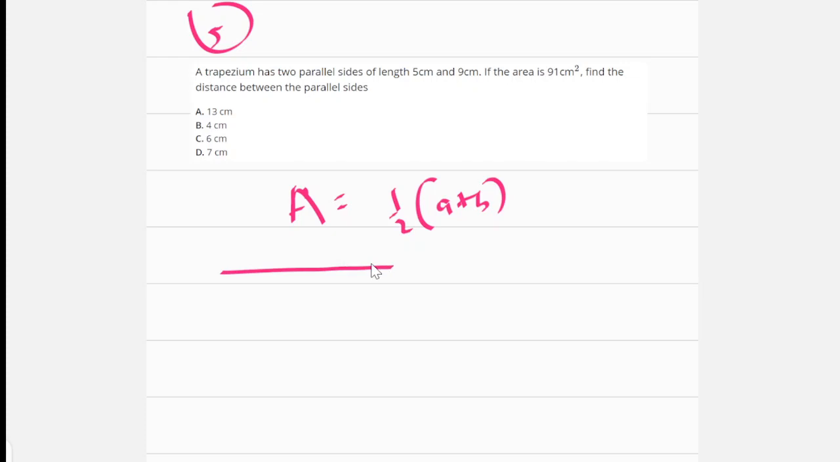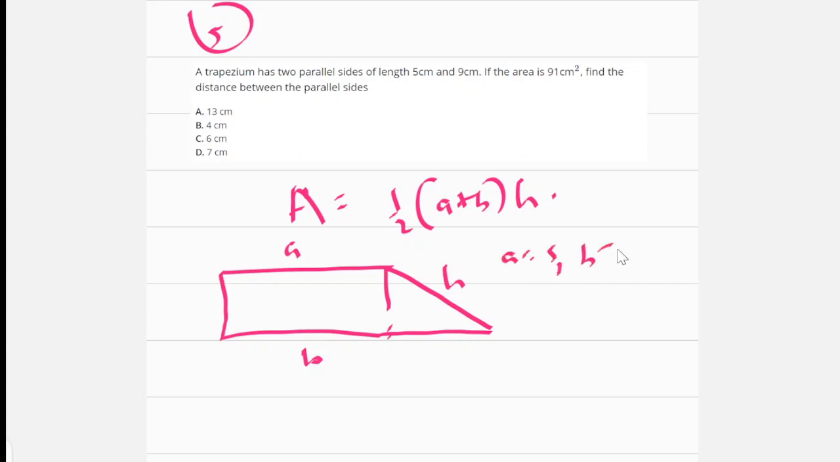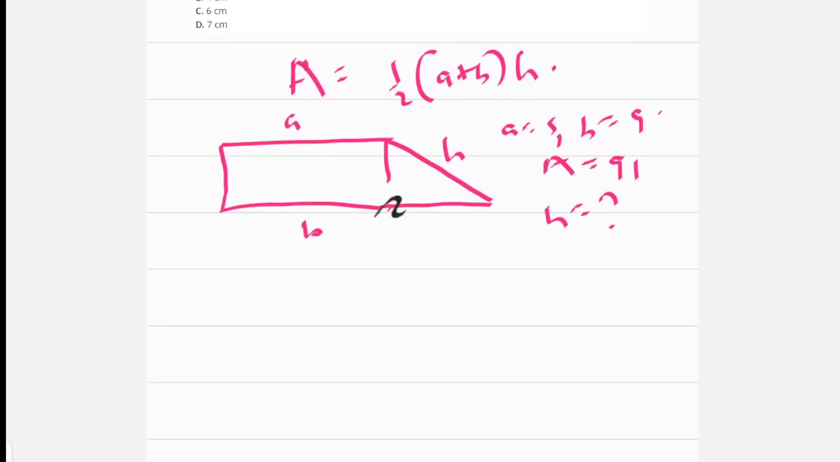This is your trapezium. You have something of this nature. I hope you understand now. And this is your A, this is your B, and this is H. So now, the lengths of my sides are 5 and 9. That is, my A is 5 and B is 9, and I was given my area to be 91. So the question asks me to find H. It is not difficult. Just substitute the values and simplify further.